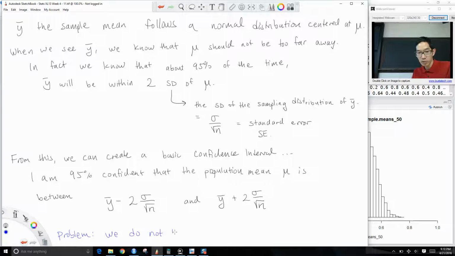We do not know what sigma is, okay? And so we do have n, we do have y bar, and we do have 2, okay? But we don't know what sigma is. So what do we do there? So we don't know the population standard deviation. What seems like a reasonable thing to do?